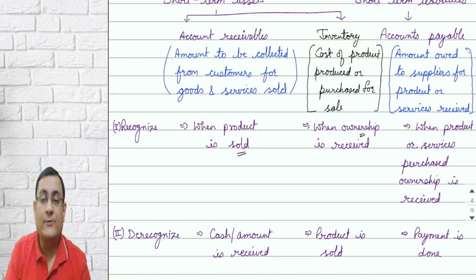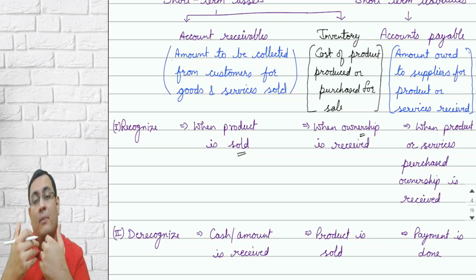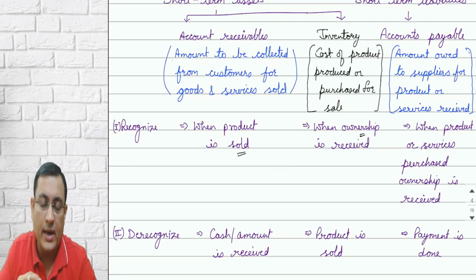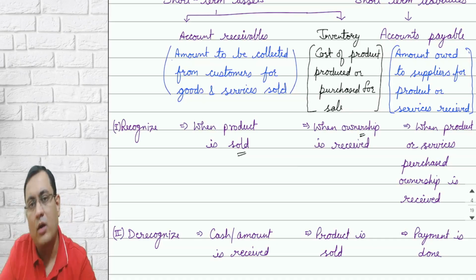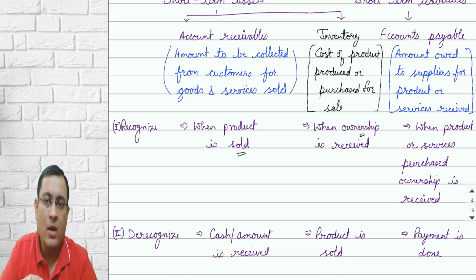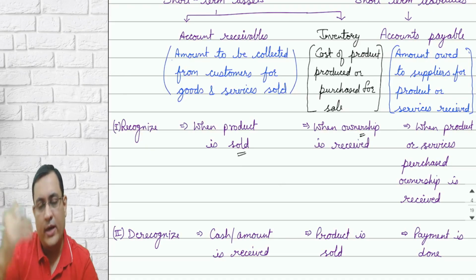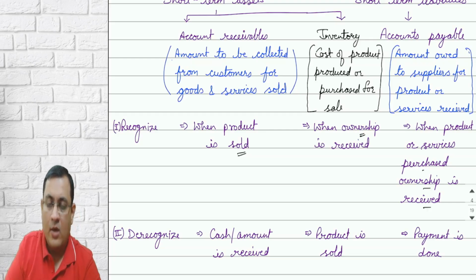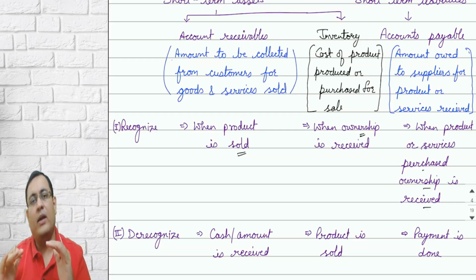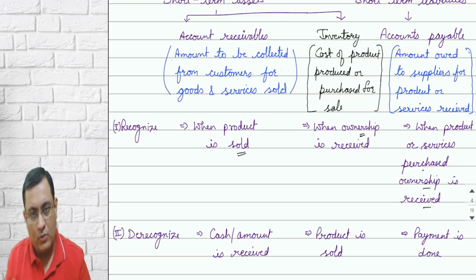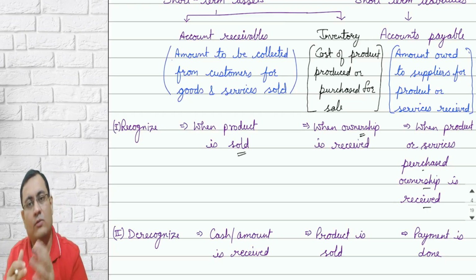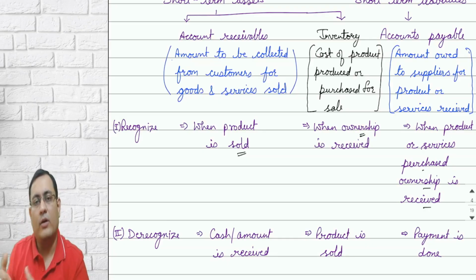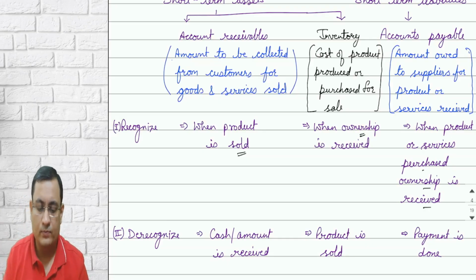Accounts payable means amounts due to suppliers from whom we have purchased on a credit basis. So we have an obligation to pay at some future point of time. When do we record or recognize this obligation? When we have concluded the purchase transaction. When the product or services are purchased and ownership is received, once the goods are received and we have taken the risk and reward of ownership of those goods, the obligation is now due to the supplier. At that point of time, you should record or recognize that liability in your books of accounts.